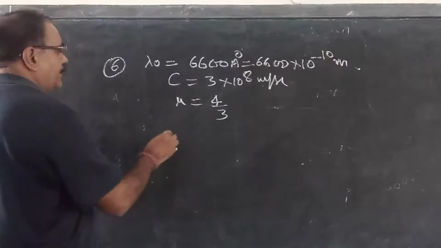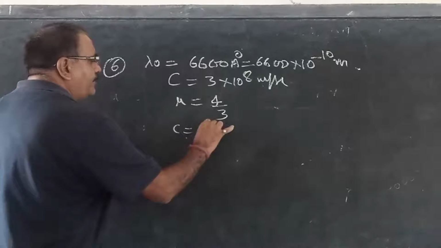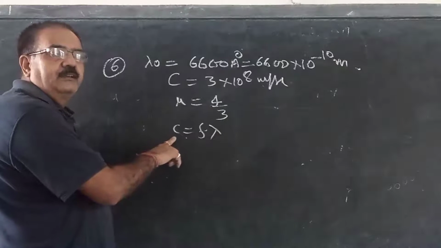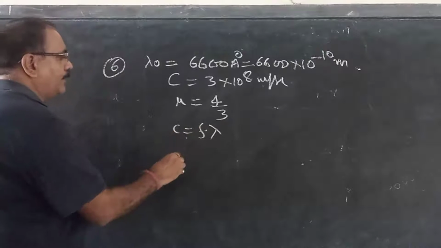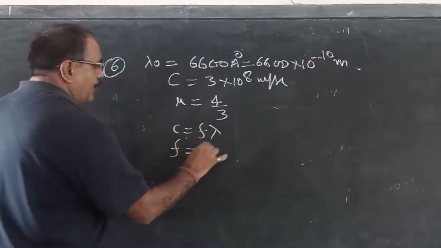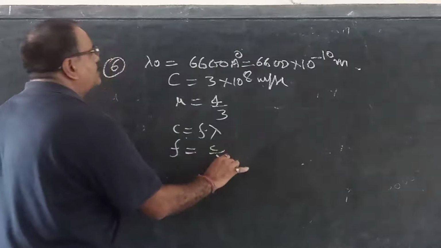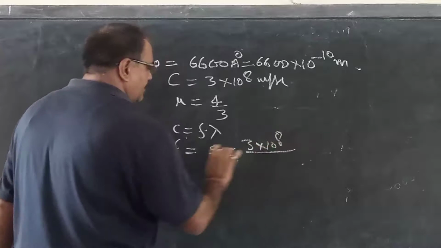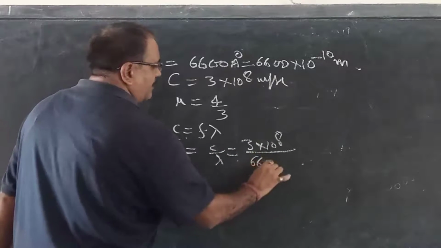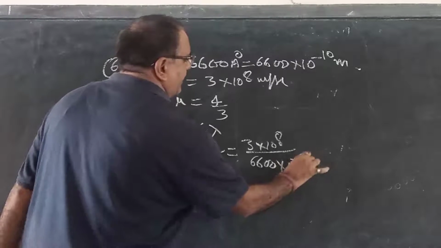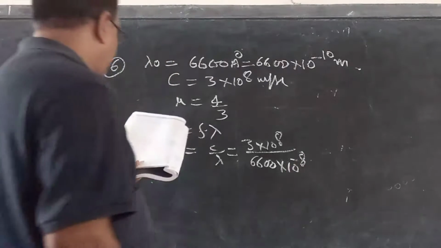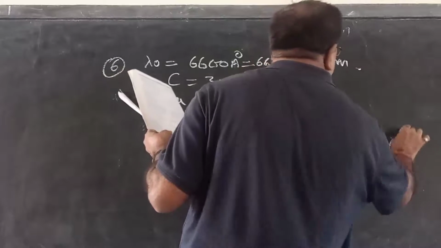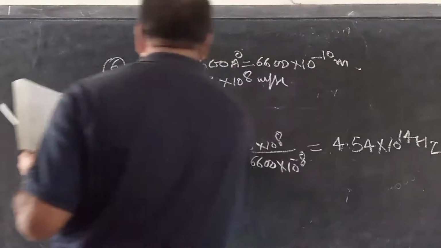Then the first question: we have to find the frequency of light. C is equal to f lambda. Here v is equal to f lambda, but in place of v I am writing C, the speed of light. C is equal to f lambda, and we have to find the frequency f. So f is equal to C by lambda, where lambda is the wavelength of the orange color. C is 3 into 10 to the power 8, the wavelength is 6600 into 10 to the power minus 10. When we calculate, it will come to 4.54 into 10 to the power 14 hertz. This is the first part.